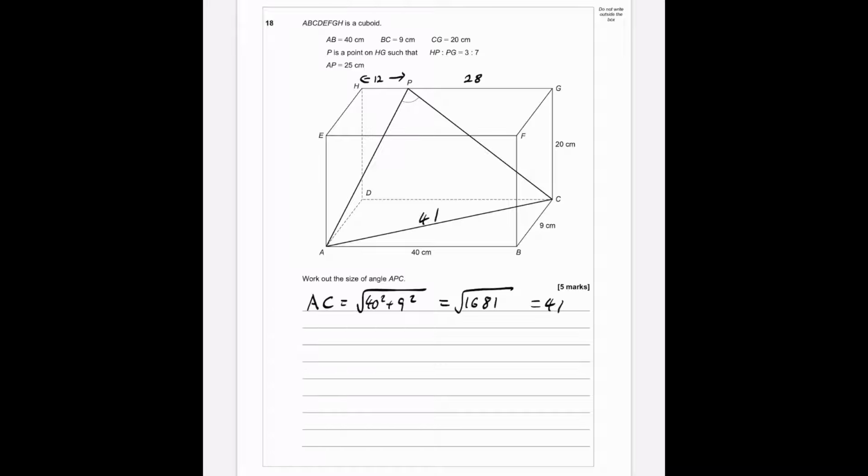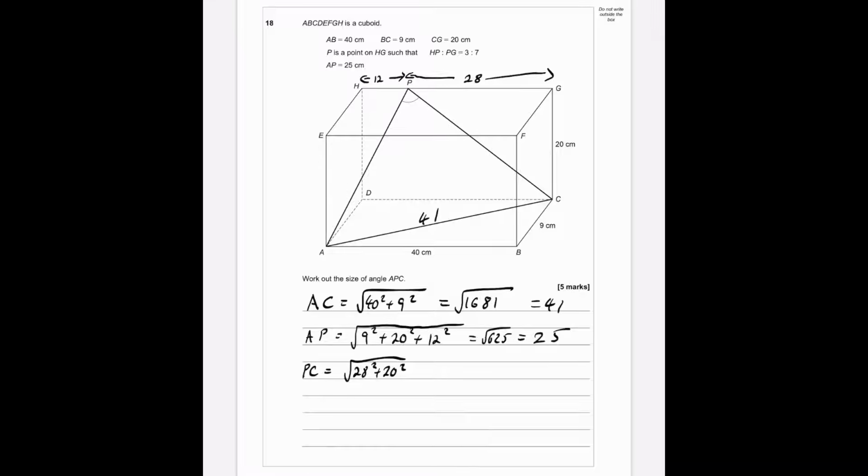To find A to P, well, I've split the H to G up into 12 to 28. Well, we know that H to P to G is 3 to 7, so we can divide the length of 40 into 12 and 28 for that one. So A to P, doing Pythagoras in 3 dimensions there. 9 squared plus 20 squared plus 12 squared. Add those 3 together, square root them, and we get A to P being 25.